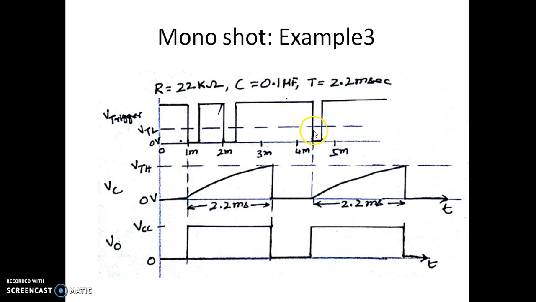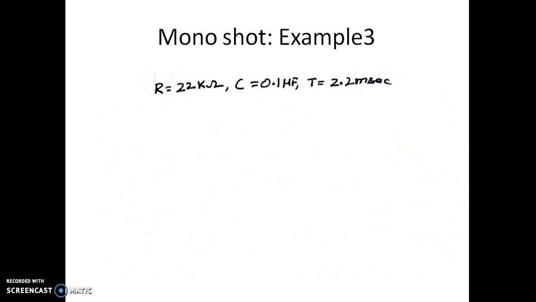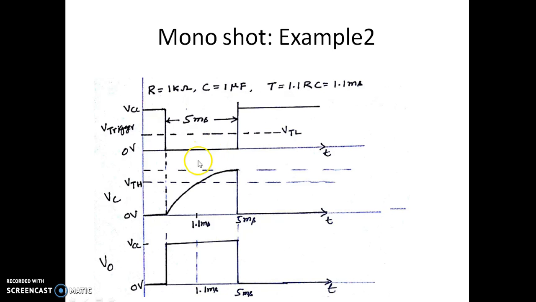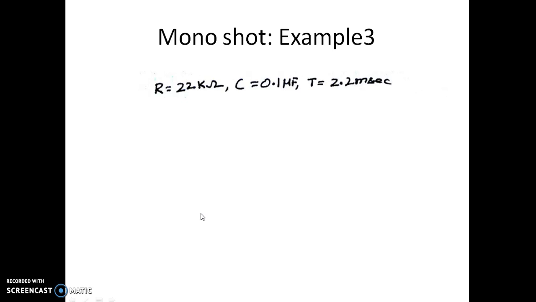trigger signal, that is voltage going below VTL. The output goes to quasi-stable state, remains for 2.2 millisecond and then comes down by itself. In the previous case it was not coming down after the predefined time because the trigger signal was still 0. As you can see here, the trigger signal is still 0 even after 1.1 millisecond, so that's why it was not coming down. So always ensure that this trigger signal goes low and then goes high immediately so that it can charge up to VTH and then come down at 1.1 millisecond.